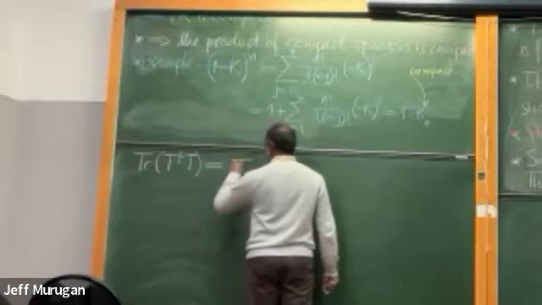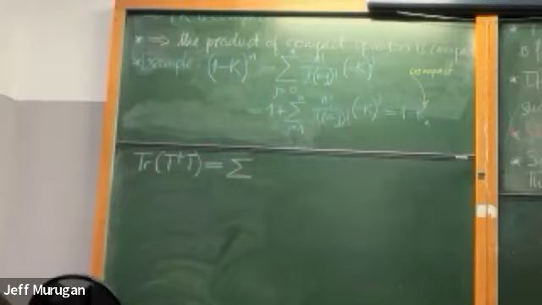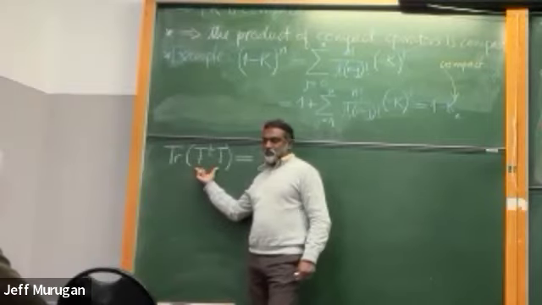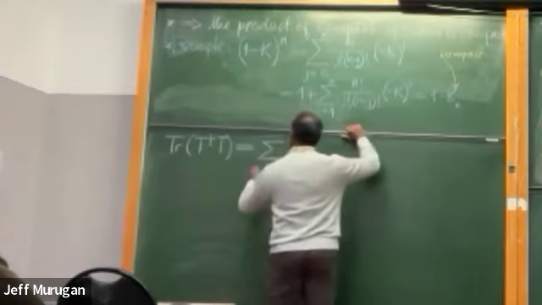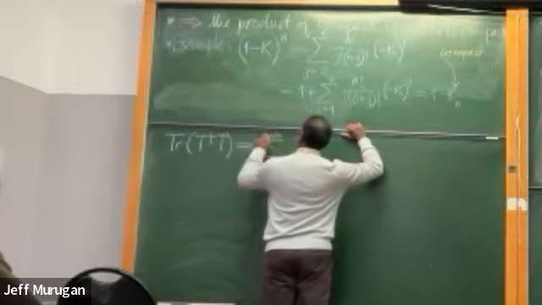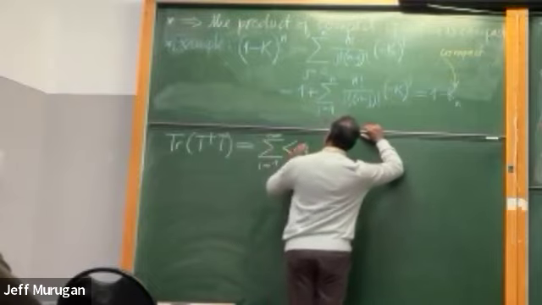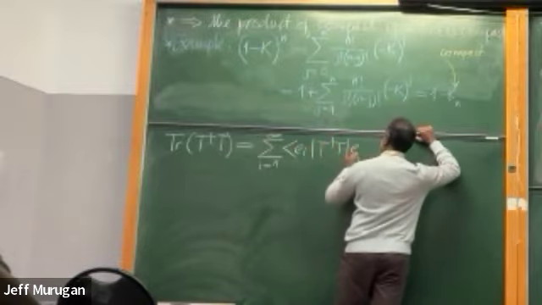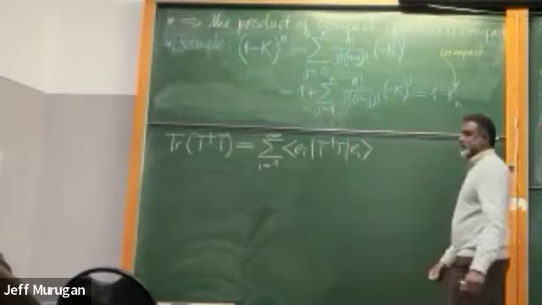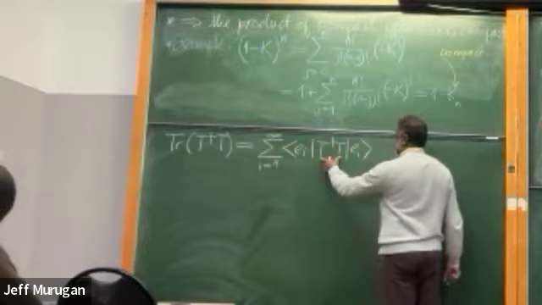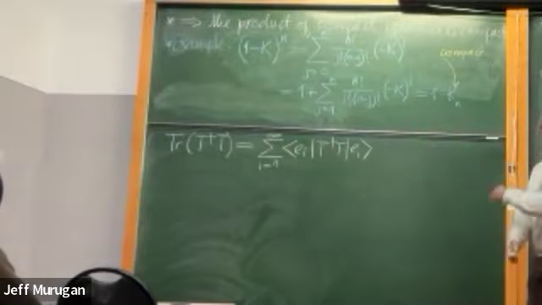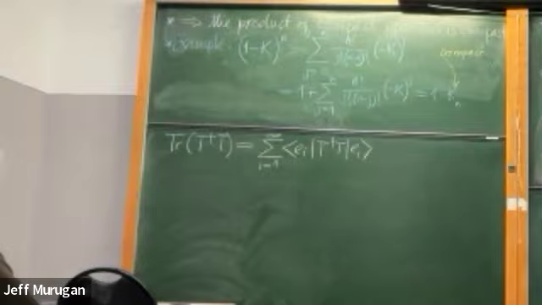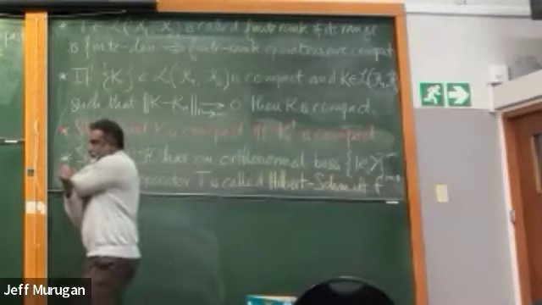This trace, recall, in this orthonormal basis, I calculate by computing the matrix elements of this operator T adjoint T in that basis. So this is the sum from i equals 1 to infinity of the matrix elements. In the finite dimensional case, this is just the sum of the diagonal elements of the operator T dagger T. Okay, but more generally, that's what it means.